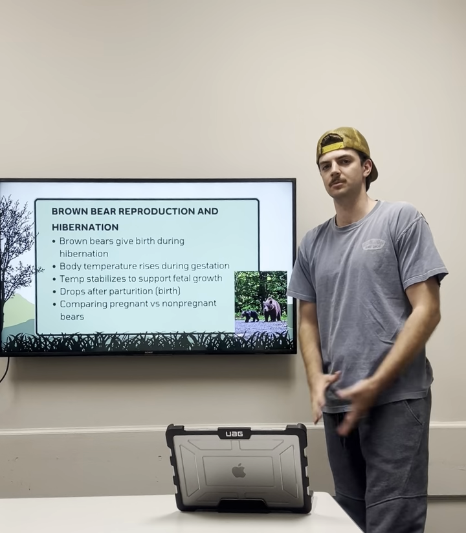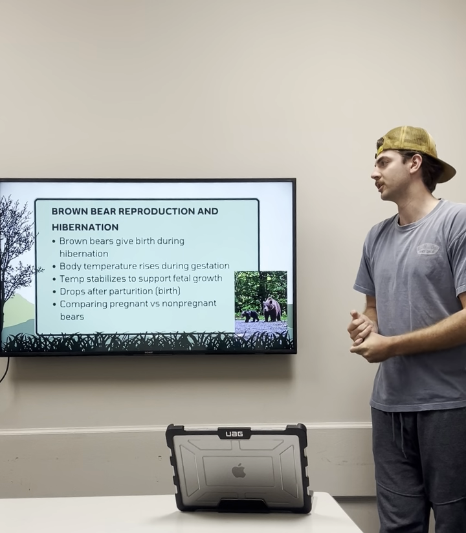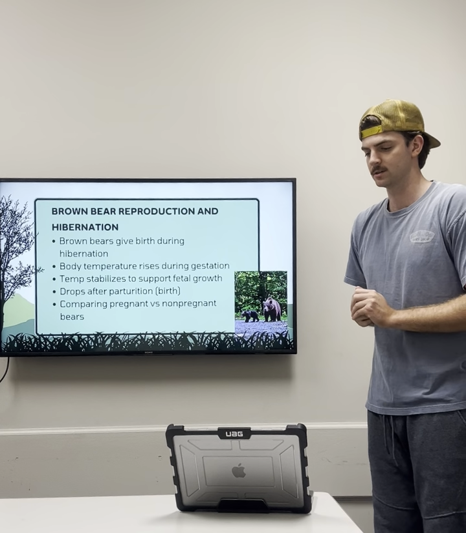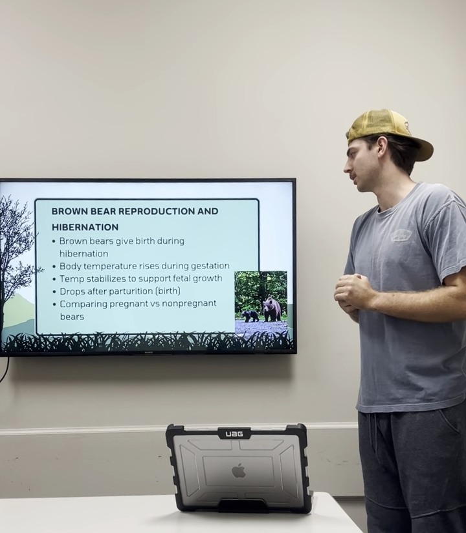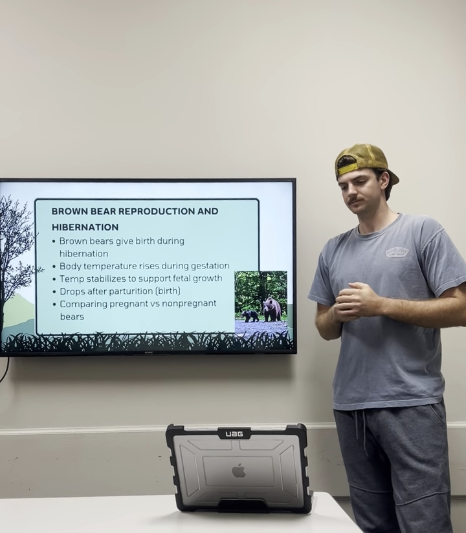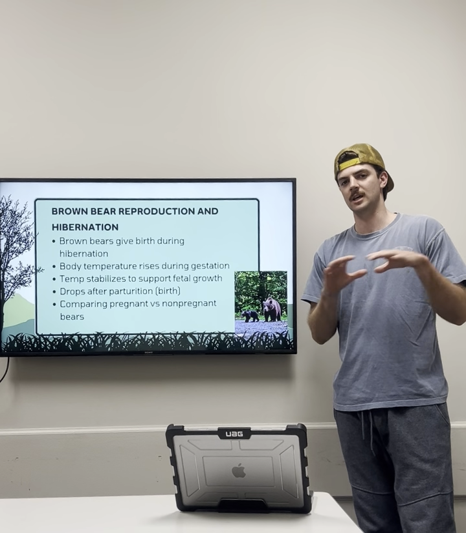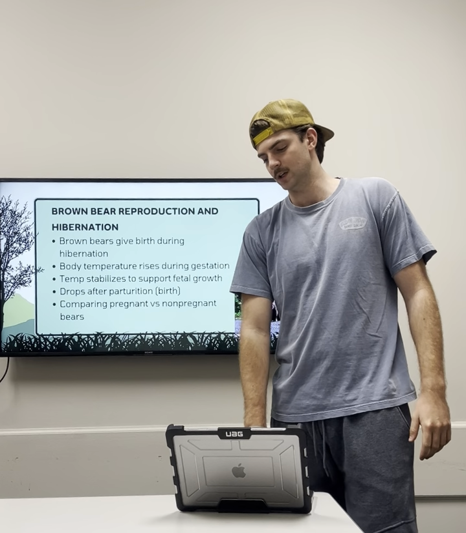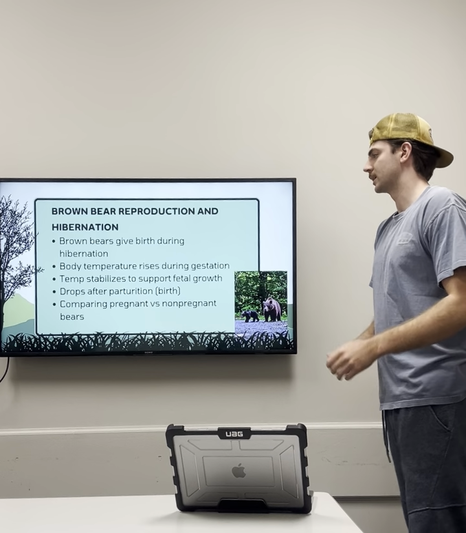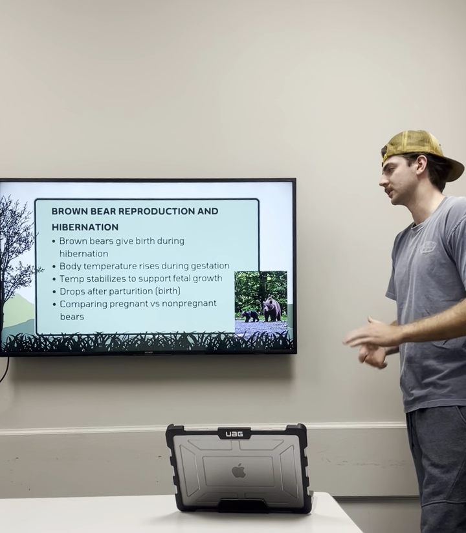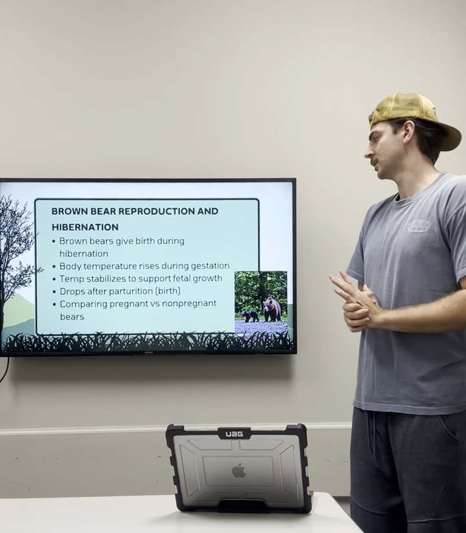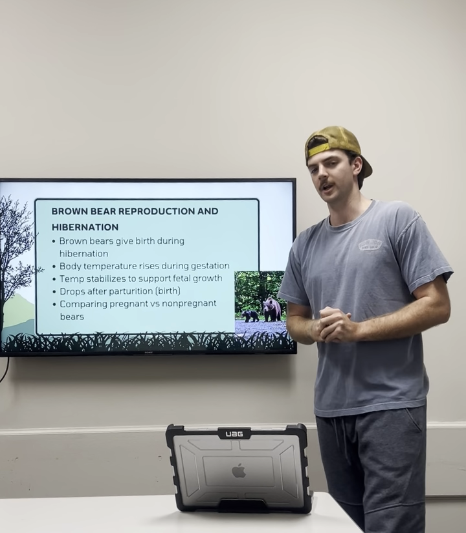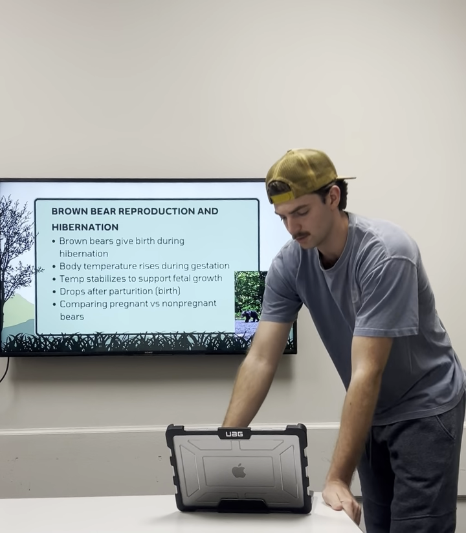So first we're going to get into some background information: brown bear reproduction and hibernation. Brown bears are unique because they give birth during hibernation, and during their gestation period, their body temperature rises and then stabilizes to support the growth of the fetus. After parturition, which is the birth of the cubs, it goes back down to baseline and fluctuates again a little bit. So the study compares pregnant versus non-pregnant bears and the temperature variations shown by those bears.